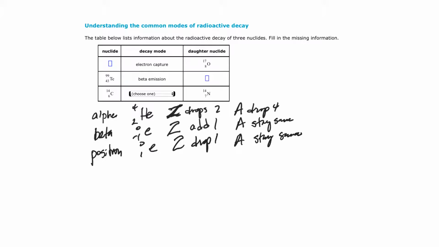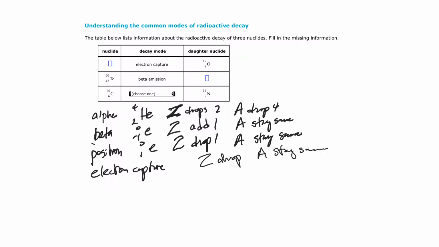The last one is a little bit different. It's going to capture an electron. So this means that the electron is going to be on the left, on the reactants. This is called electron capture. You'll have the nuclide, and then adding an electron on the left, then your arrow, then your daughter nuclide on the right. Since you're adding it, your Z is going to drop 1, because it's on the left, and your mass stays the same.